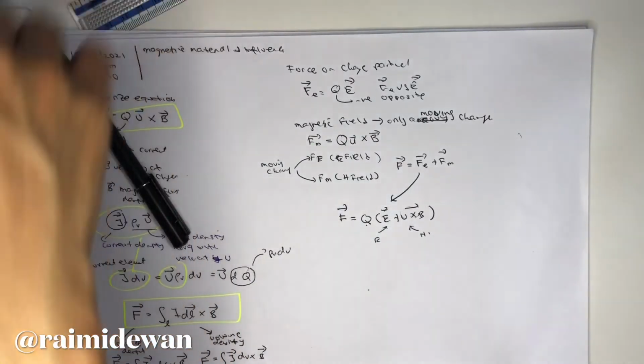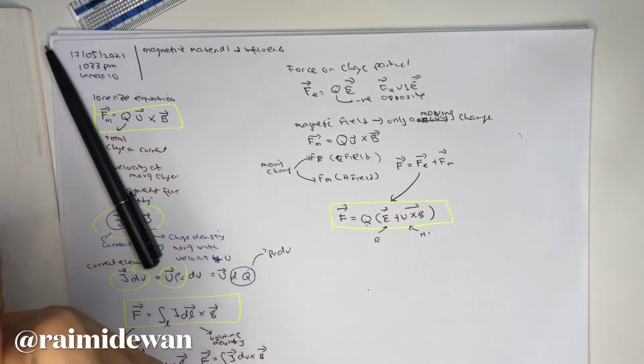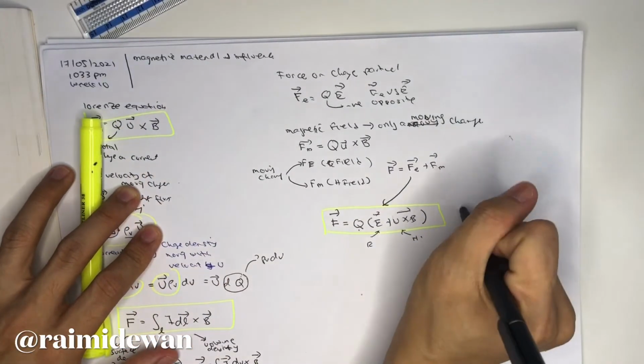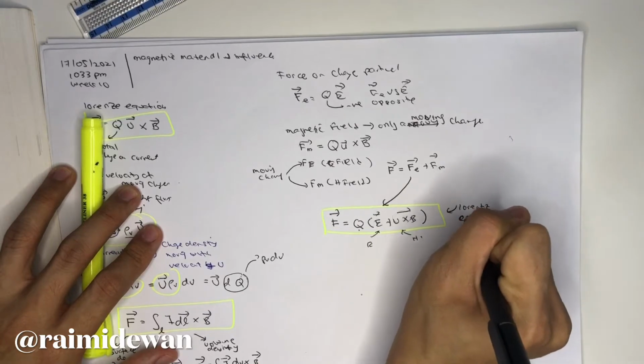This one is also called the Lorentz equation, just an extended form. Okay, just a standard form. This one is the simplified form. Okay, so this one is also called the Lorentz equation.